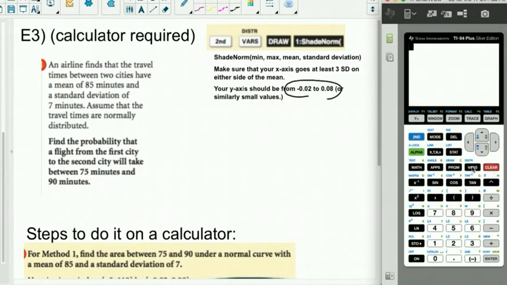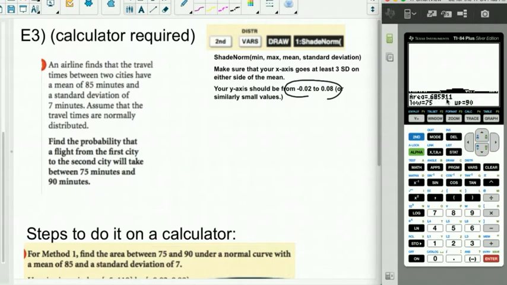So what I want to do is go over to second distribution, draw, and pick shade norm. Mine looks a little bit different than what you'll see down here in the calculator, but the lower bound is the lower estimate they gave me, the 75. The upper bound is the 90 minutes they gave me. The mean is the 85 they told me about, and the standard deviation was 7. If I do that, it's going to shade this for me and give me a probability.